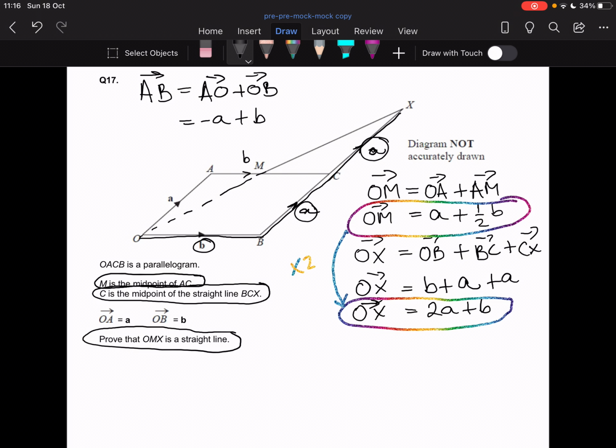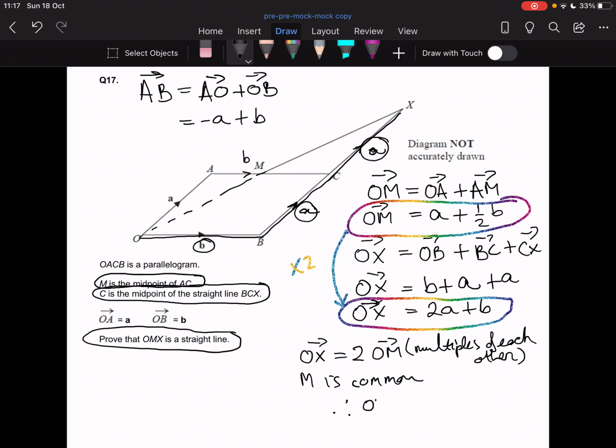Okay, so how do I tell that to the examiner? I'm going to say that vector OX is 2 times vector OM. And I'm also going to say that point M is common. In brackets, I would say that they are multiples of each other. And therefore OMX is a straight line.